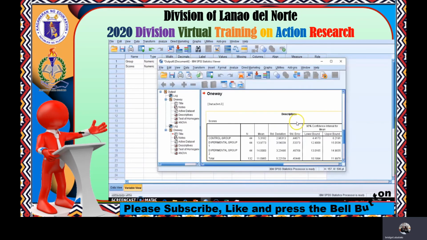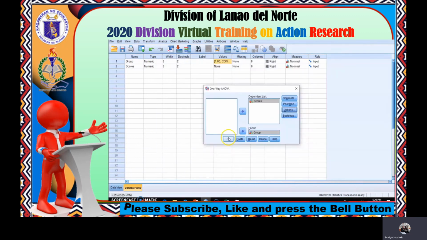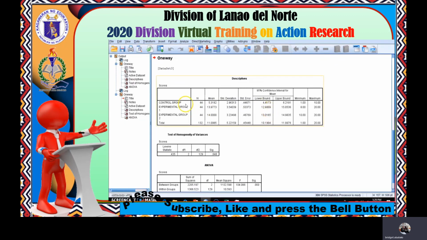Right after clicking OK, naa na tayo result dire. So, makita na ang descriptives. So, makita ang mean sa control group, ang mean sa experimental group 1, mean sa experimental group 2. So, ma-una ni siya ang iyahang result. So, let's not delve sa descriptives more because we've already discussed that.